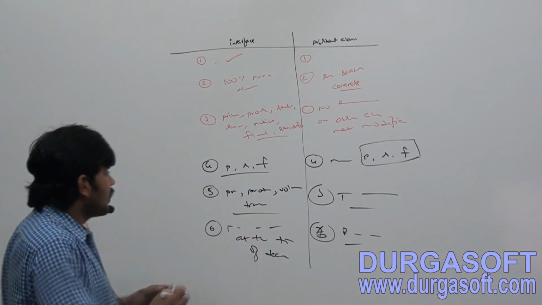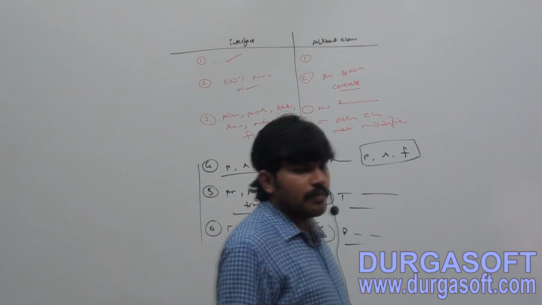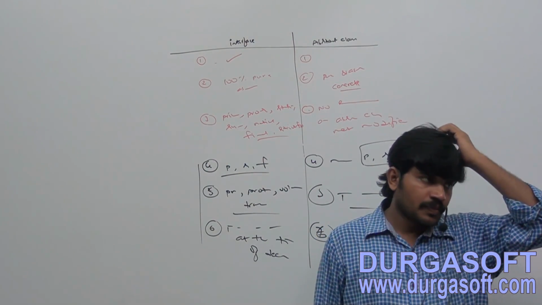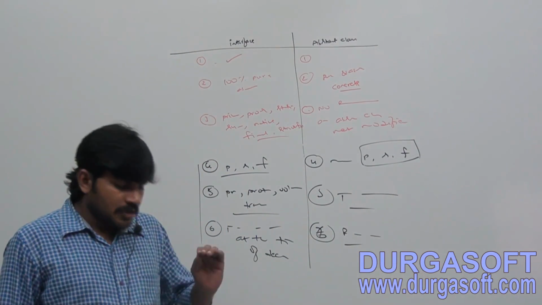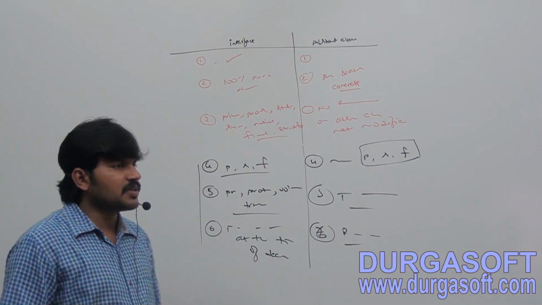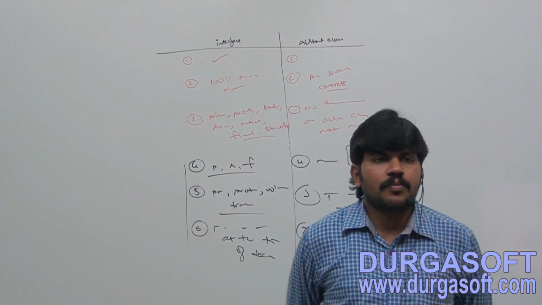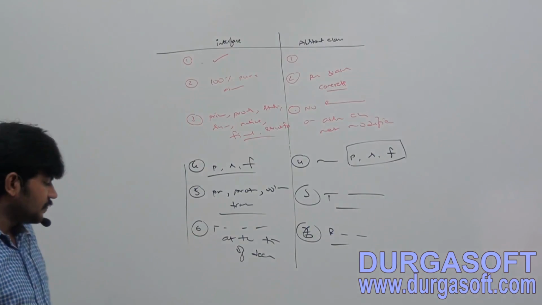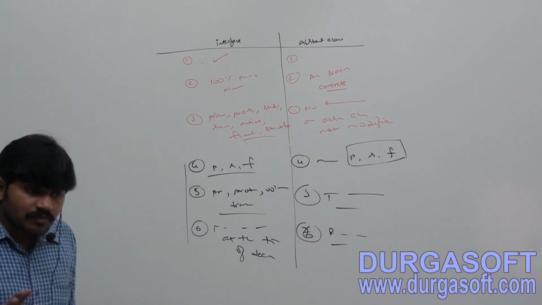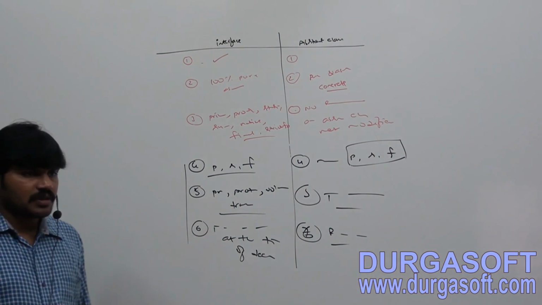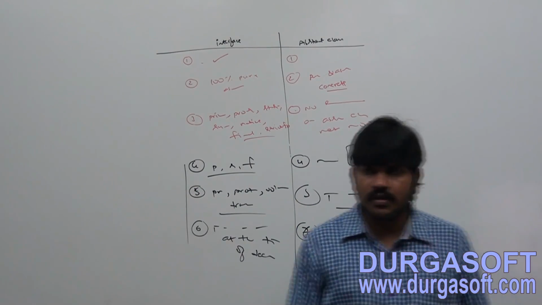Okay, at this point, add the remaining point. Every variable present inside interface is always public, static, final, whether we are declaring or not.